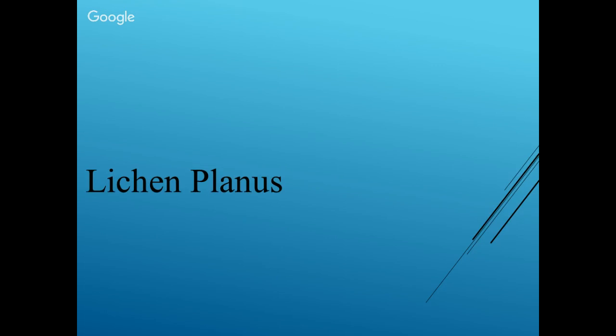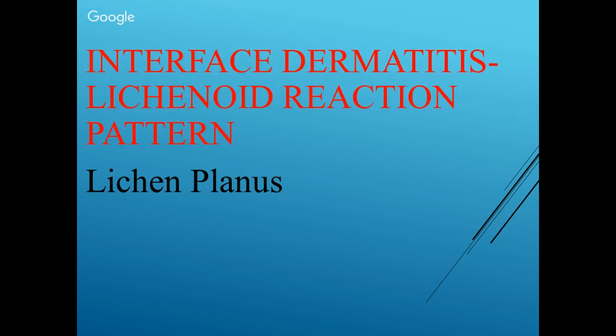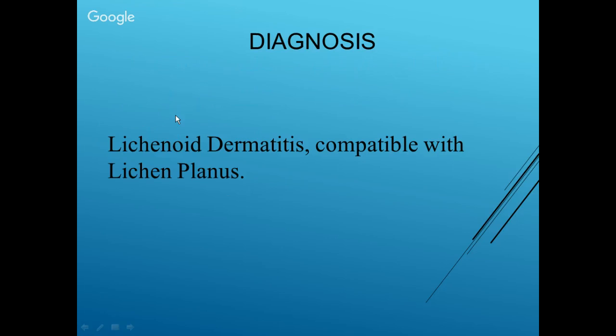So what is the diagnosis? This diagnosis is lichen planus, which is, as I said, the prototypical lesion for a lichenoid reaction pattern. In the initial part of the lecture, I had already mentioned that interface dermatitis has two reaction patterns: one was the lichenoid reaction pattern, and the other was the vacuolar reaction pattern. In lichenoid reaction pattern, how do you sign this case out? Lichenoid dermatitis compatible with lichen planus.